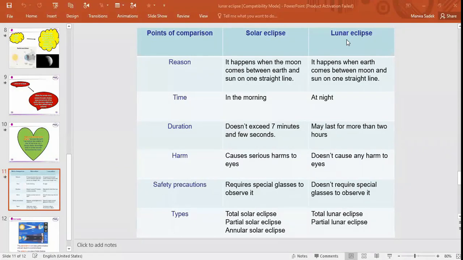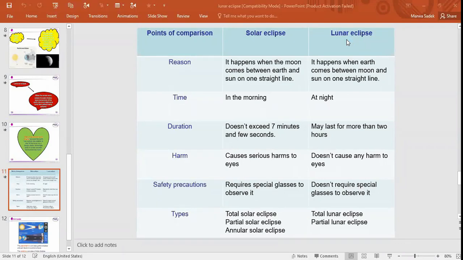What about the harm? Which one of them harms the eyes? The solar eclipse harms the eyes, it affects the retina of the eye, but the lunar eclipse doesn't cause any harm to the eyes. So which one of them needs precautions? Of course, the one that harms the eye. So solar eclipse requires special glasses to observe it. The lunar eclipse doesn't harm the eyes, so it doesn't require any special glasses.